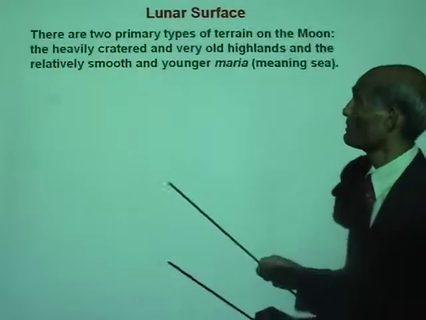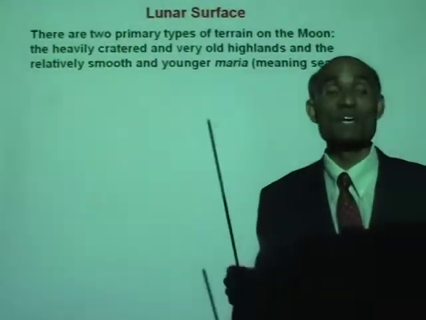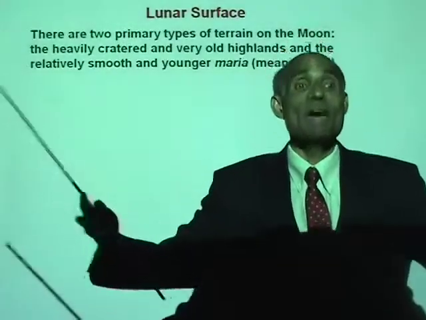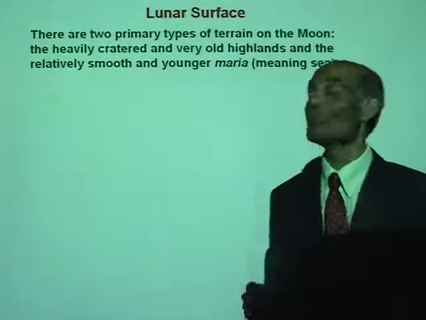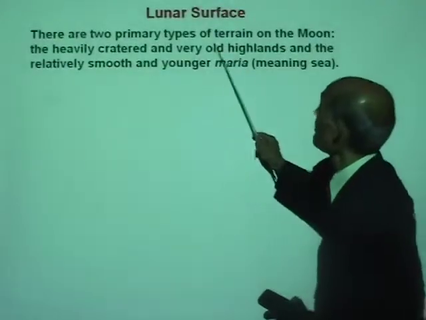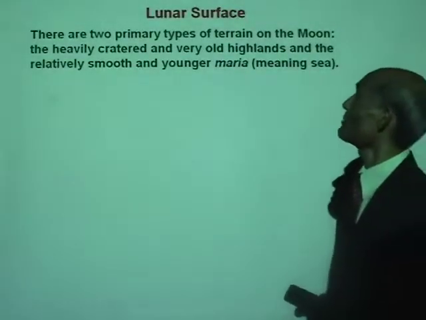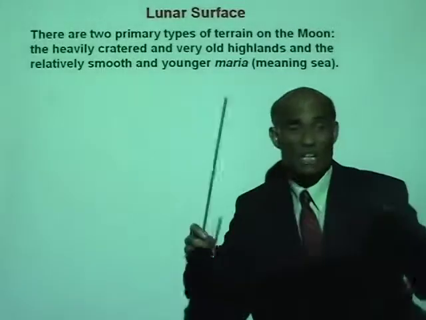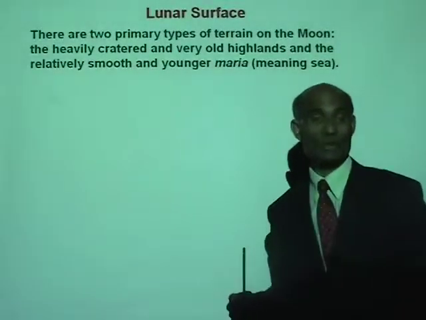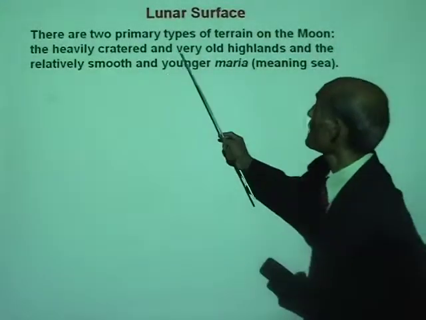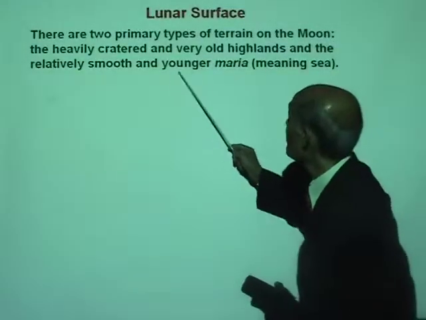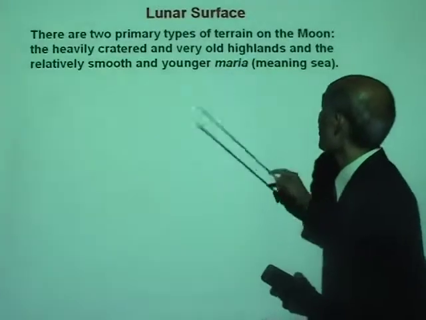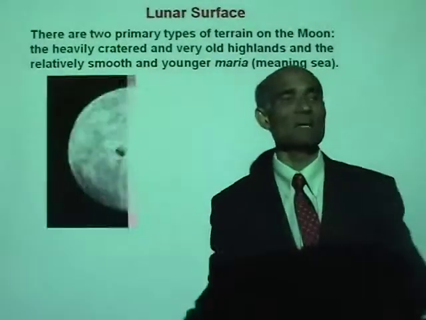What do we know about lunar surface? We know a lot about lunar surface because our buddies have been there. They brought back materials. They told us a lot about moon surface. There are 2 primary types of terrain on the moon. The heavily cratered, you saw with all the craters, or the heavily cratered and very old highlands, and the relatively smooth younger portion called Maria, meaning sea.